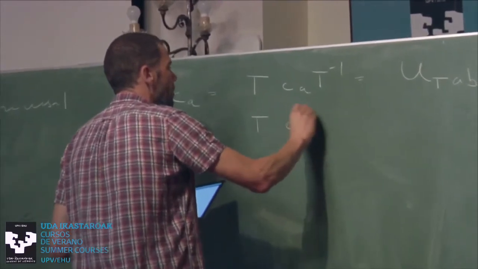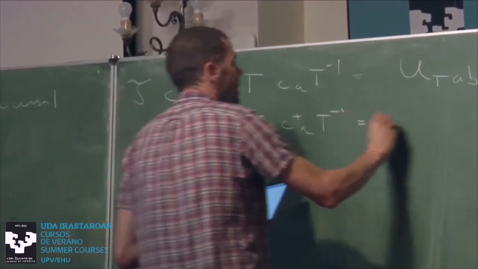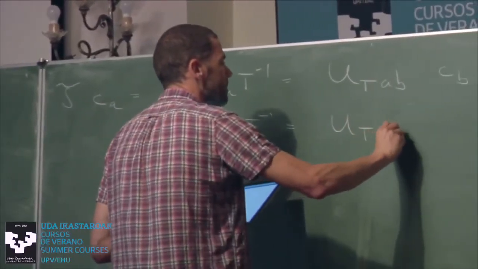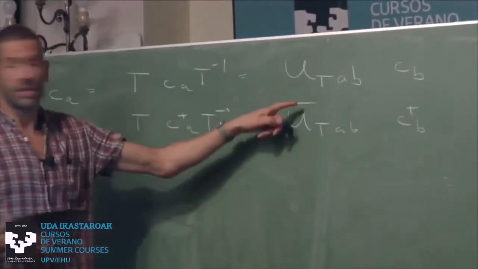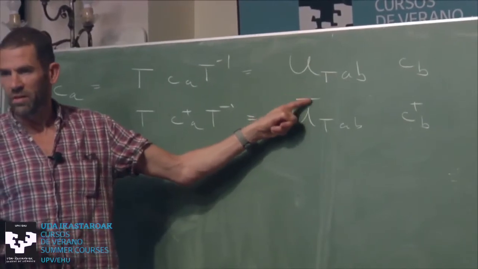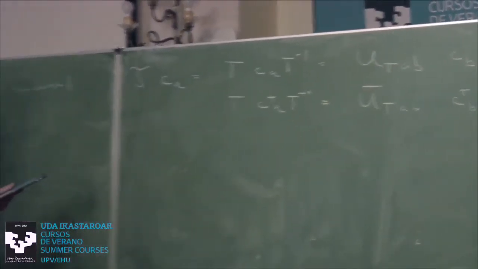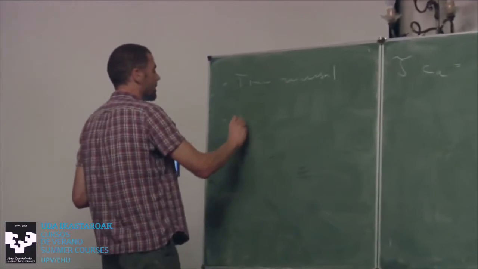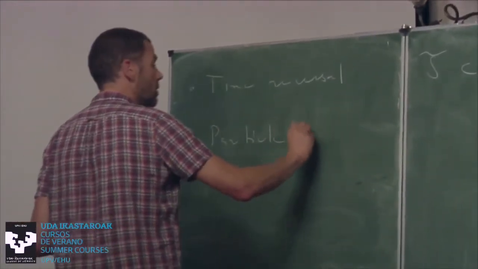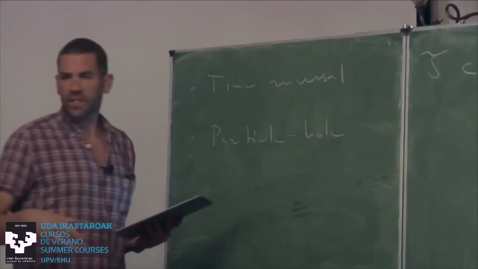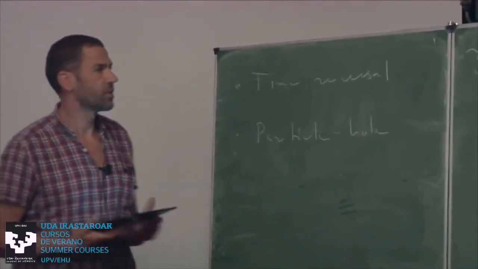And there is a natural partner action on the creators, which is C_B, and just has here the complex conjugate of these matrix elements. Okay, now there is particle-hole symmetry. Particle-hole or charge conjugation. These two are termed synonymously.